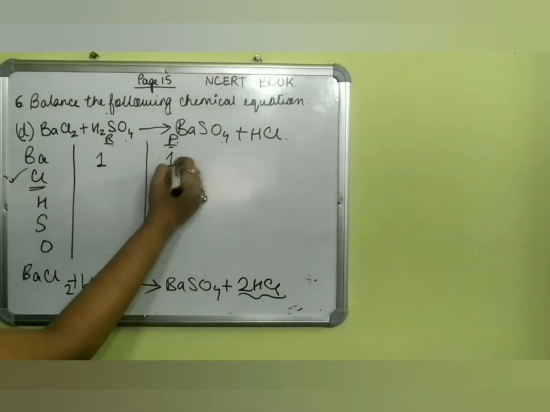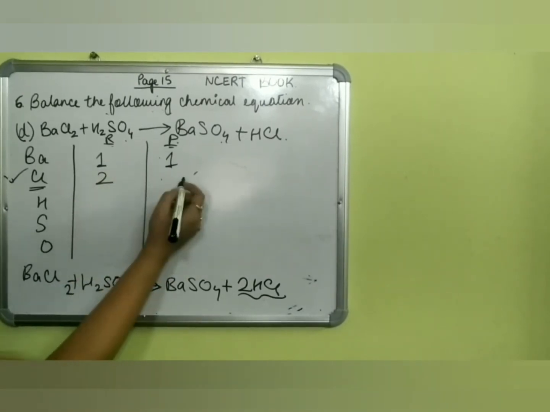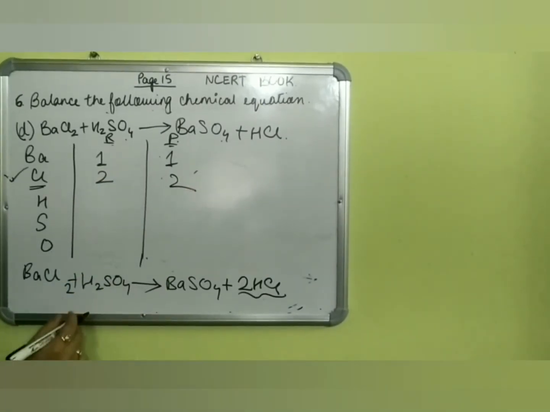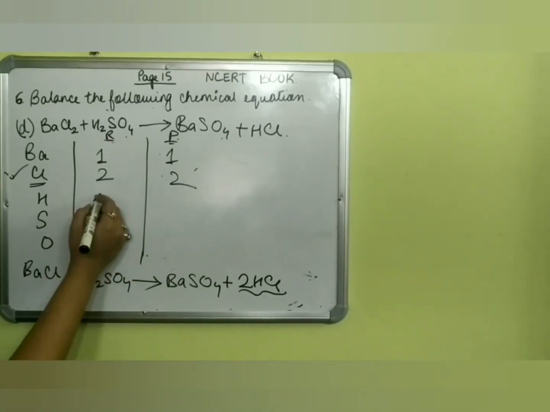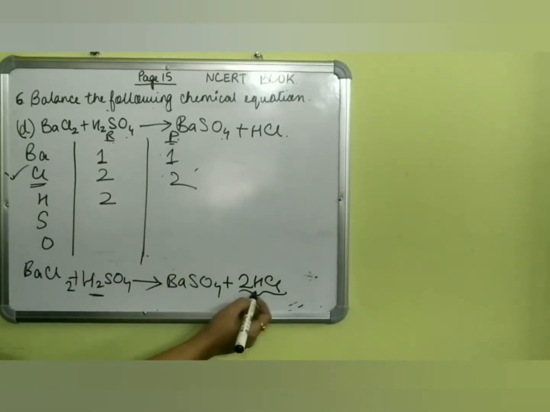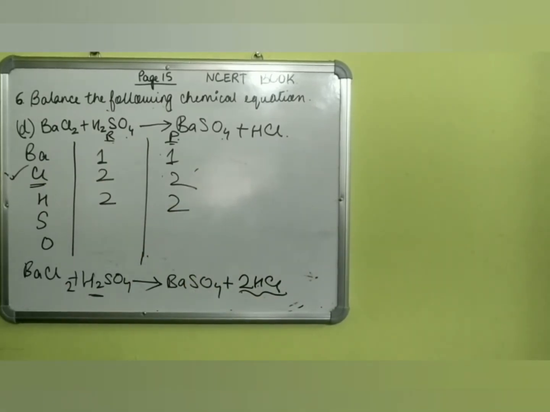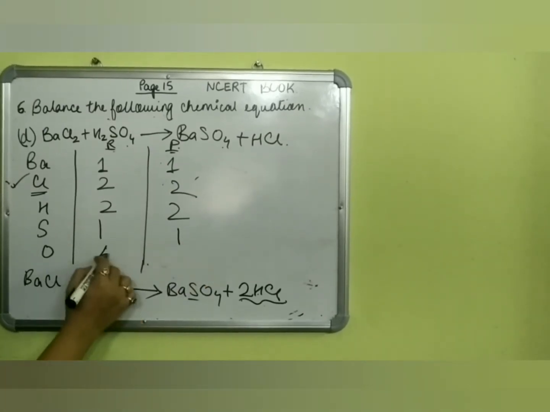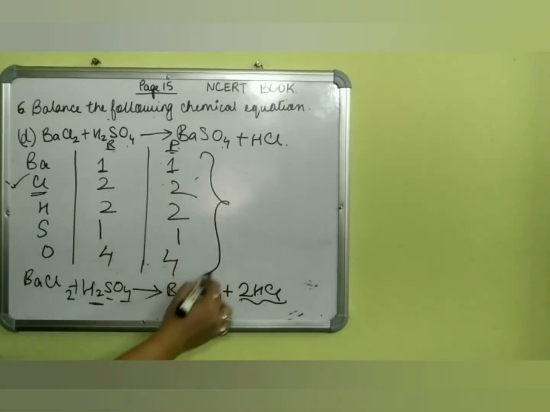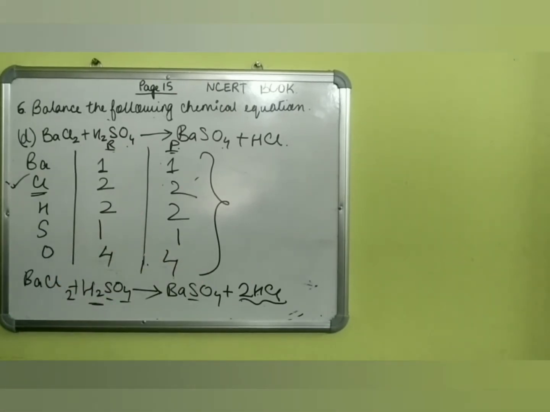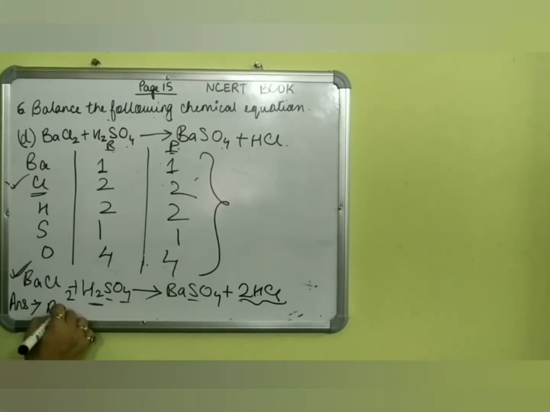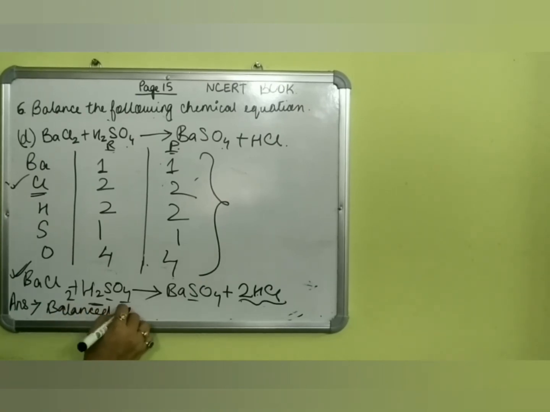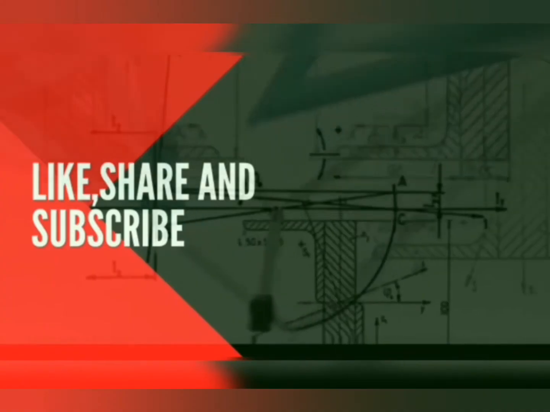So barium I have 1 on both sides, chlorine I have 2 on both sides. Hydrogen I have 2 on both sides, 2 hydrogen in the reactant and 2 in the product. Sulfur I have 1 in the reactant and 1 in the product. Oxygen I have 4 and 4 in the product. So now what we got is that this is a balanced equation, because all the numbers of atoms in the reactant and in the product are the same.